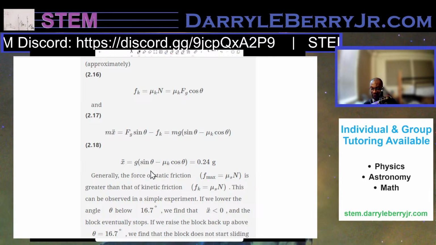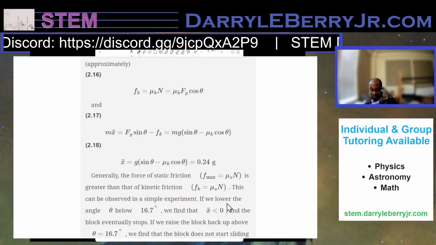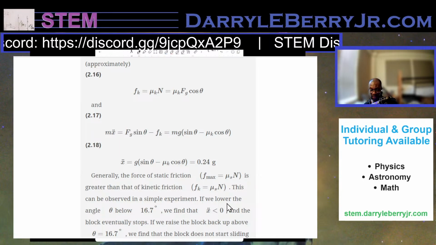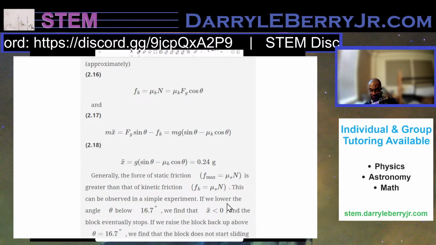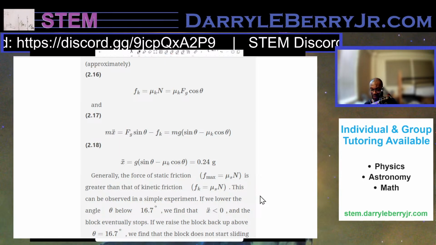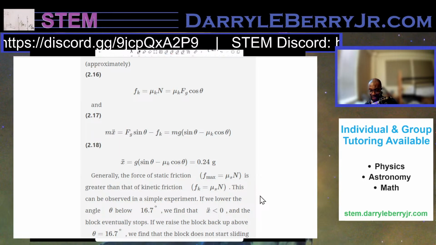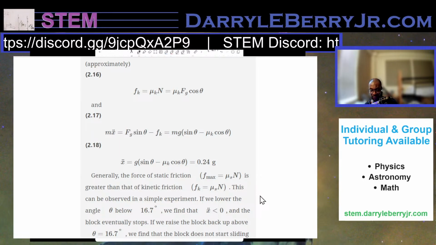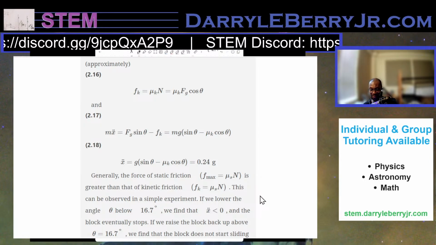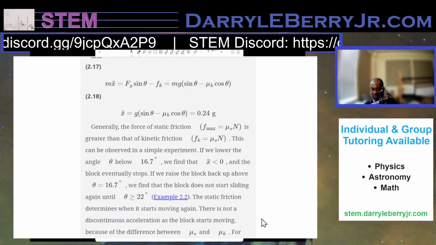Generally, the force of static friction is greater than that of kinetic friction. This can be observed in a simple experiment. If we lower the angle theta below 16.7, we find that acceleration is less than 0. And the block eventually stops. If we raise the block back up above theta 16.7, we find that the block does not start sliding again until theta is greater than 22 degrees.